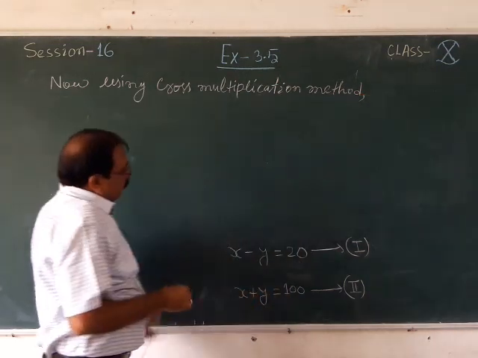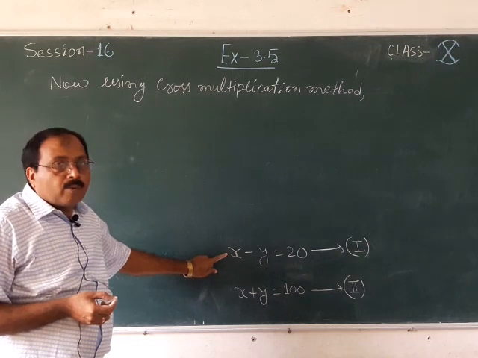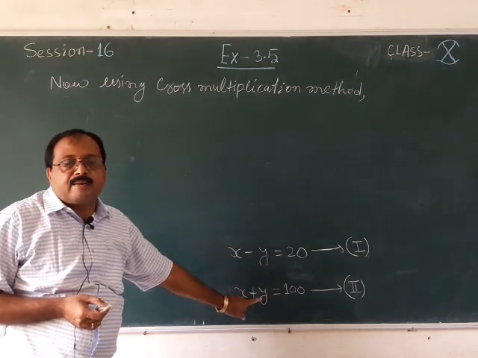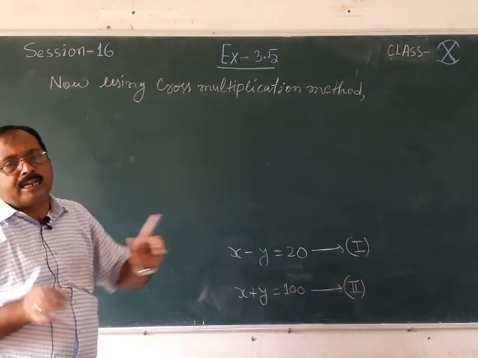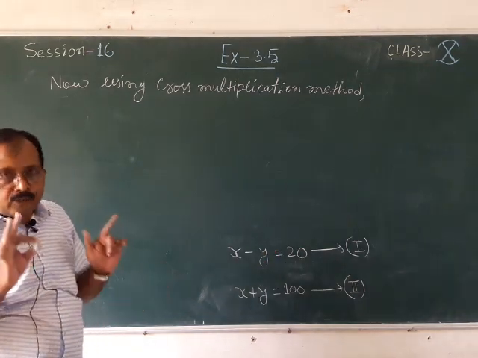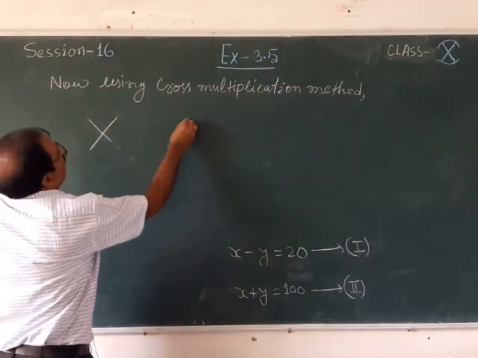What can we see? Here we have a1 by a2, 1 by 1, and b1 by b2, minus 1 by 1. That means 1 does not equal minus 1. That means it is clear that the equation has a unique solution. So I am using the cross multiplication method.